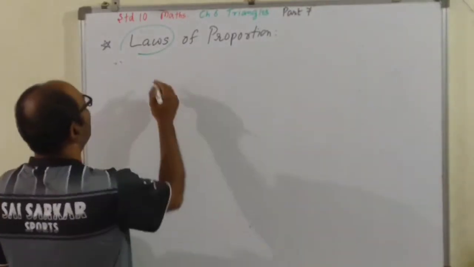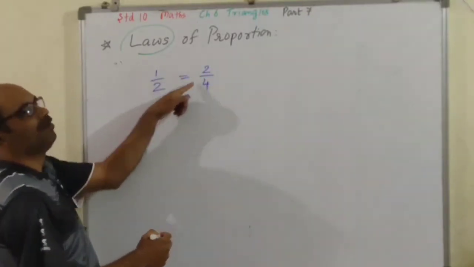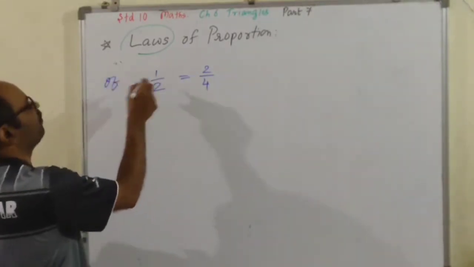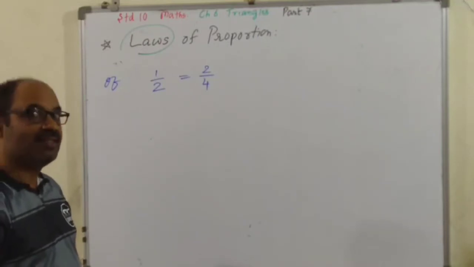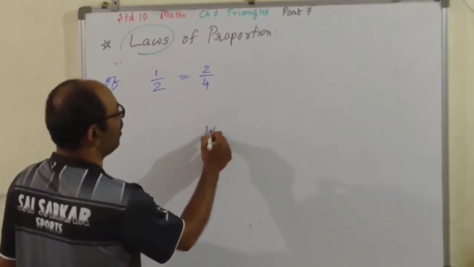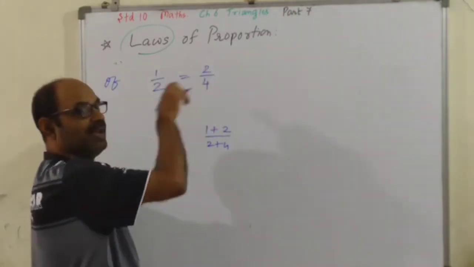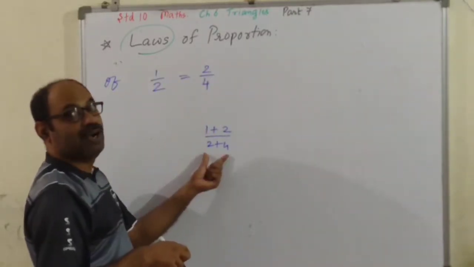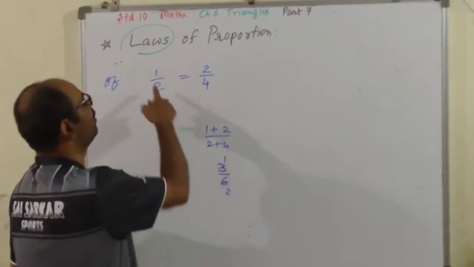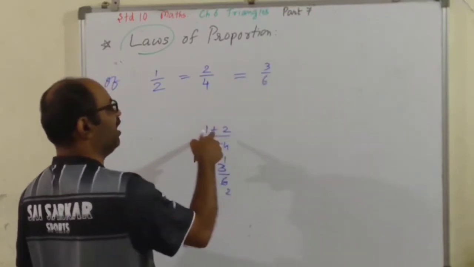Say this. 1 upon 2 is equal to 2 upon 4. सही है ना? 1 upon 2. 1 4s are 4, 2 2s are 4, so they are equal ratios. If these two ratios are equal, then I'm going to add 1 plus 2 upon 2 plus 4. Sum of numerator upon sum of denominator. I produce the third ratio, that is 3 upon 6. Or 3 ones are 3, 3 twos are 6. That is also 1 upon 2. So here you can say that is 3 upon 6. How did you get it? By adding.